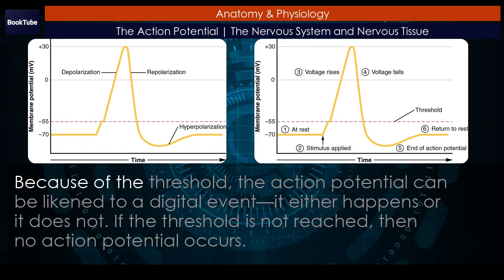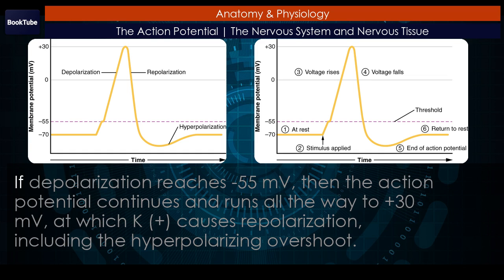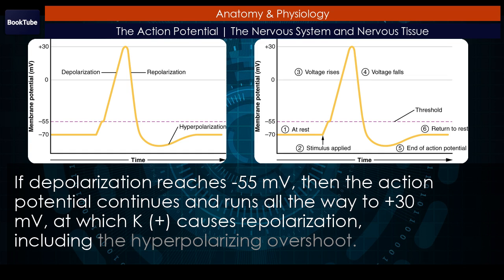Because of the threshold, the action potential can be likened to a digital event. It either happens or it does not. If the threshold is not reached, then no action potential occurs. If depolarization reaches -55 mV, then the action potential continues and runs all the way to +30 mV, at which K+ causes repolarization, including the hyperpolarizing overshoot.